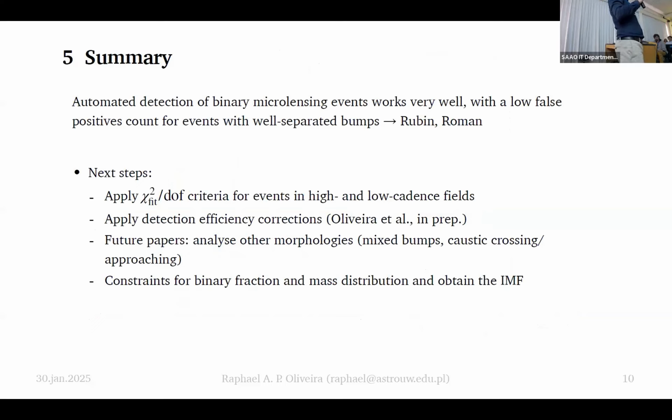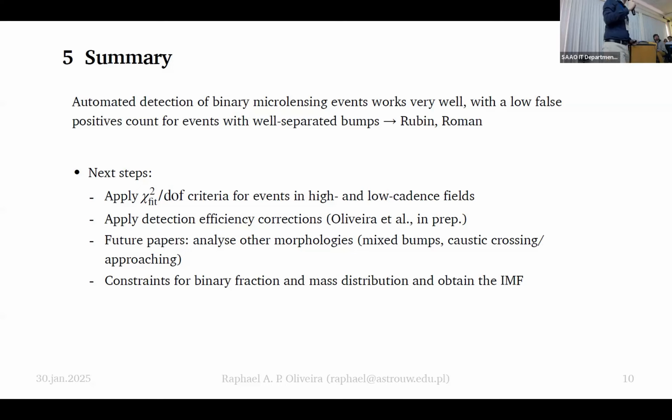And the summary: the automated detection of these binary events throughout the Hubble light curves worked very well. We got a low count of false positives for these events with well-separated bumps. I think in the future it may be useful for large data sets such as Rubin and Roman.